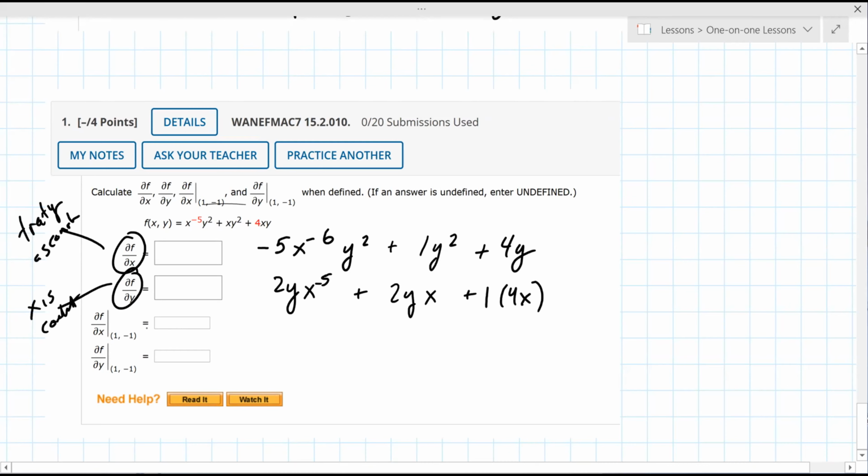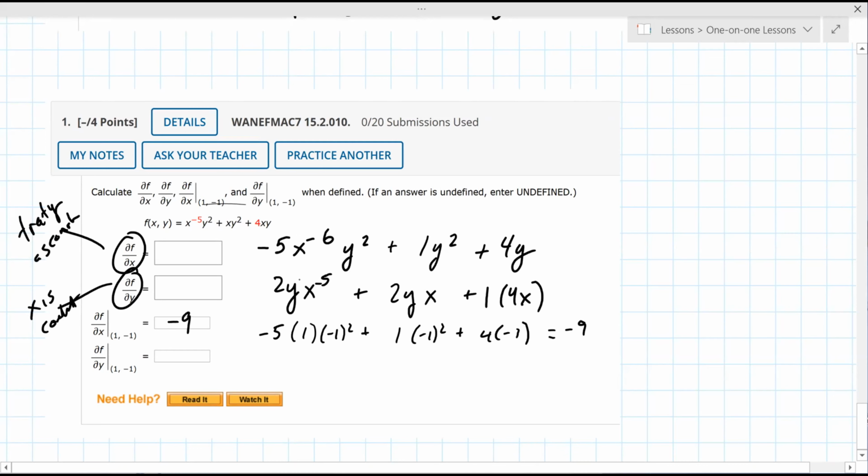So for the first one, it's minus 5, and then 1 to any power is just 1. So we'll just put 1 there, times negative 1 squared plus y is negative 1 squared plus 4 times negative 1. So this is negative 5 plus 1 minus 4. So I think that's negative 9.